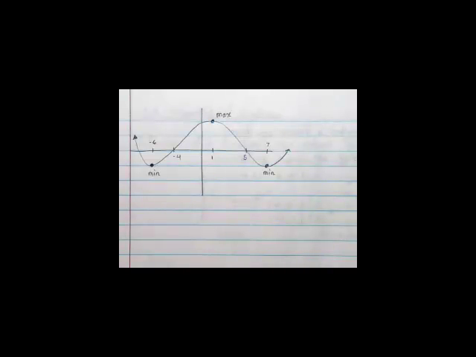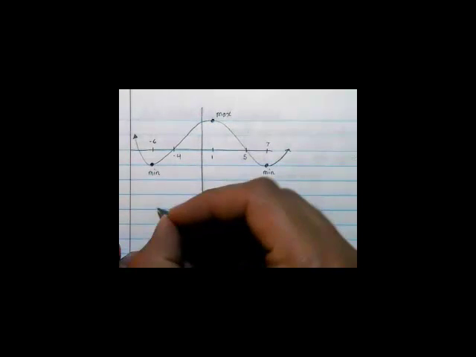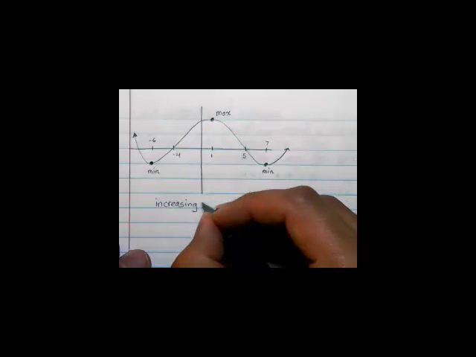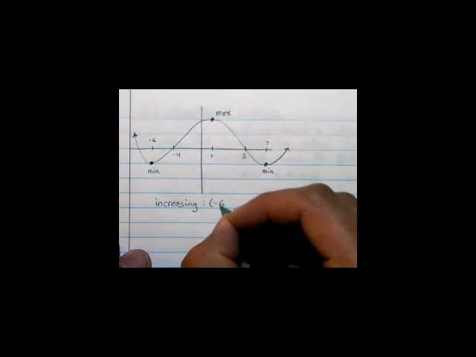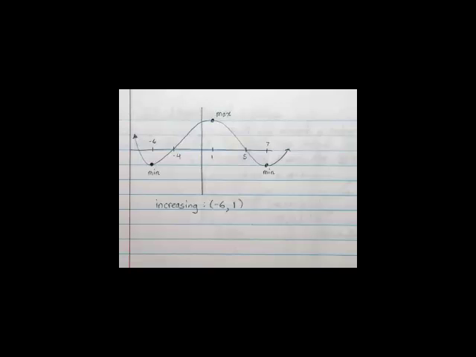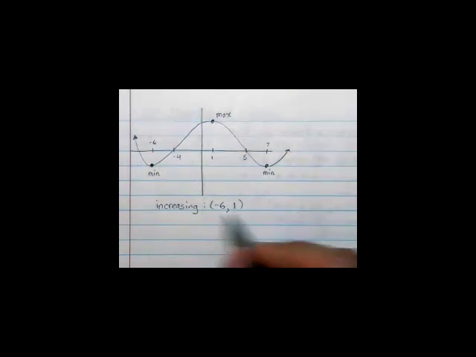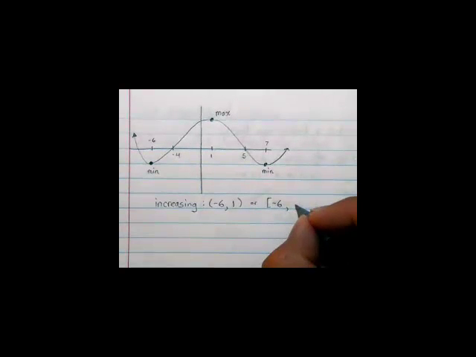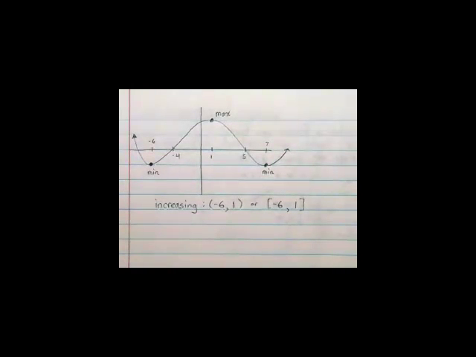From -6 to 1 is increasing? Yeah, good. So we have an increasing interval from -6 to 1. Now, there's some debate. You could write it this way with parentheses, or if you wanted to actually include the -6 and the 1 as part of the increasing interval, I guess technically that's true. So I'm going to accept it either way, the parenthesis or the bracket. In this case, it doesn't really make a difference. But that's correct, though.